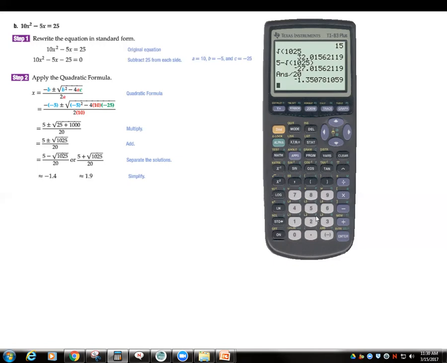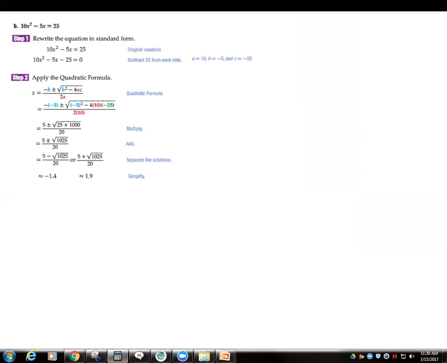Then the next one you do 5 plus second square root 1025. Add the numerator up, then divide that answer by 20, and you get 1.8507, which rounds to 1.9. Okay?